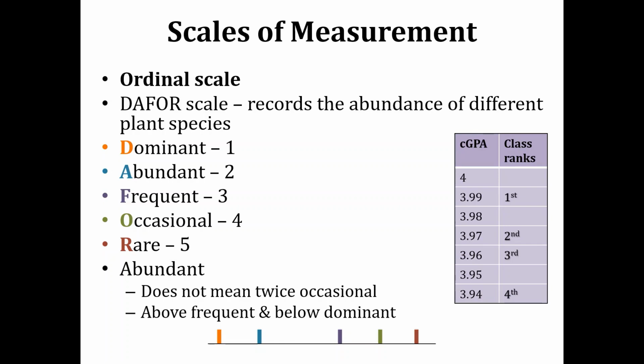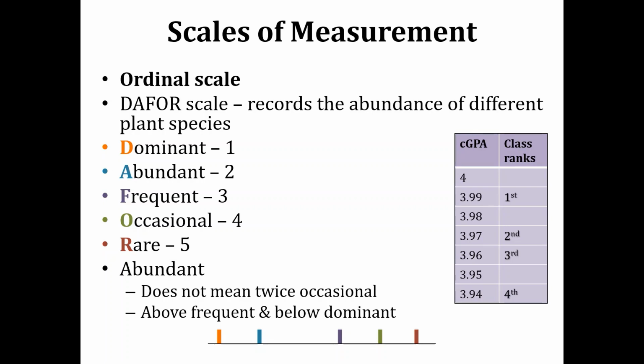Then the second student in the class who secured second position, the CGPA of that student was 3.97, and then the student who secured third position had a CGPA of 3.96, and the student who secured fourth position had a CGPA of 3.94. So here you can see that we can identify their ranks, we can identify the highest CGPA, the second highest CGPA, the third highest CGPA, and the fourth highest CGPA.